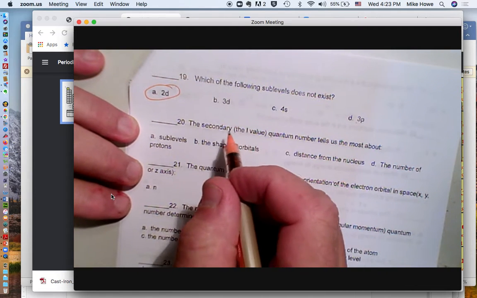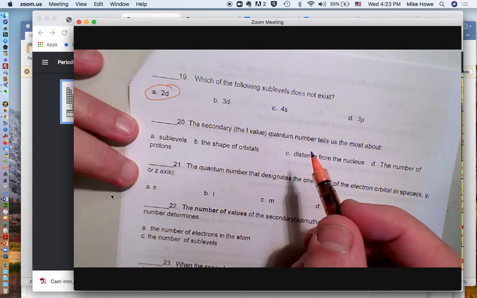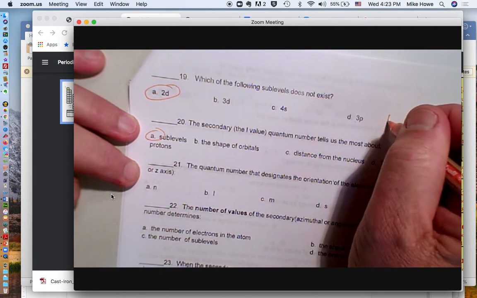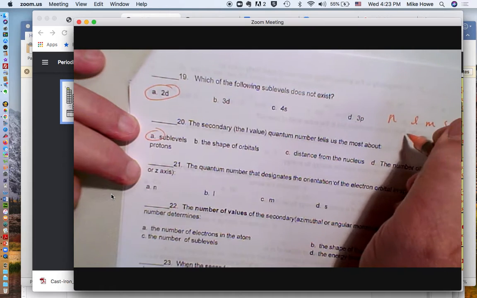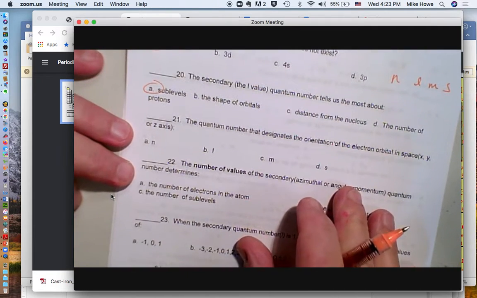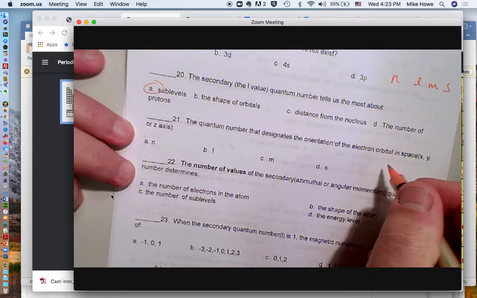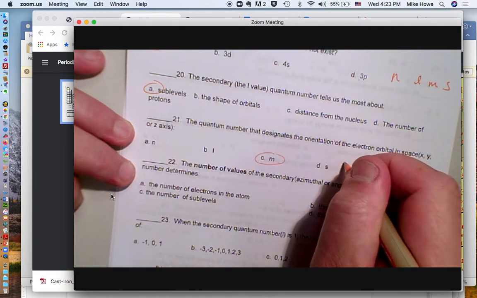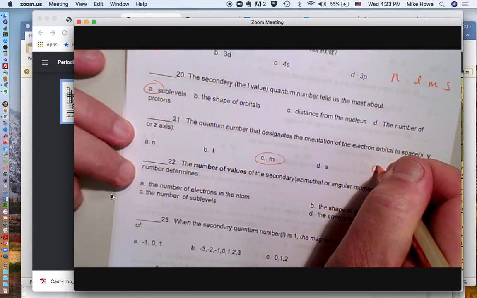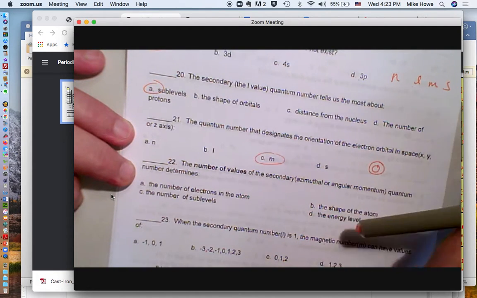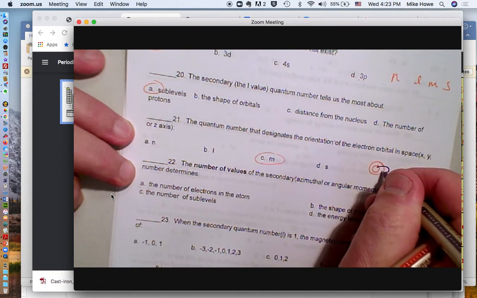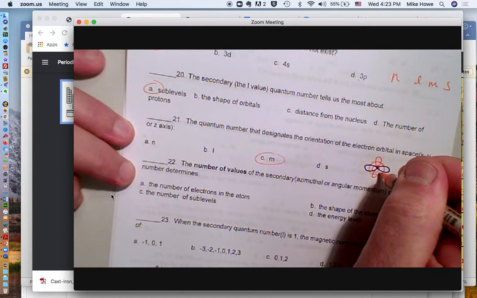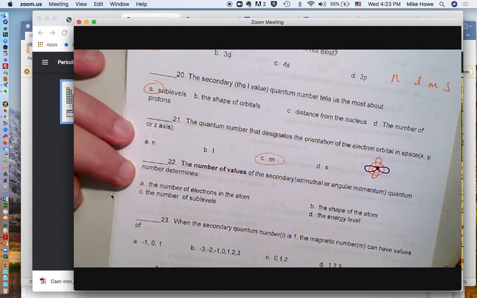Anyway. All right, so the secondary, the L value, tells us the most about sublevels. Remember, you had N, L, M, and S. The number of values of L tells you the number of sublevels. The quantum number that designates the orientation of the orbital in space, that would be the M quantum number. So if I drew a picture of an atom, here's the 1s, here's the 2s, then the 2p, you have one that's on the x-axis, one that's on the y-axis, and one that's on the z-axis.